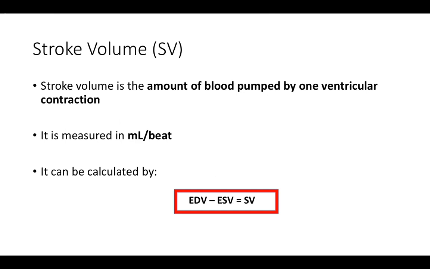We've already discussed this. It's exactly the amount of blood that is pumped out by one ventricular contraction. It is almost always measured in milliliters per beat. And you can calculate it by taking the end diastolic volume and subtracting the end systolic volume. That'll give you stroke volume.